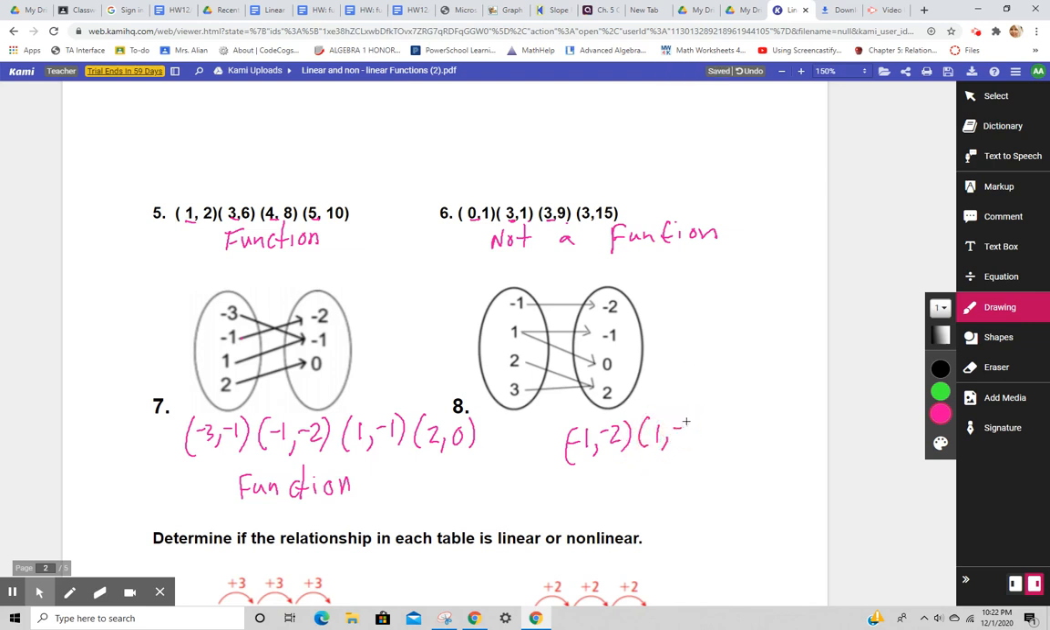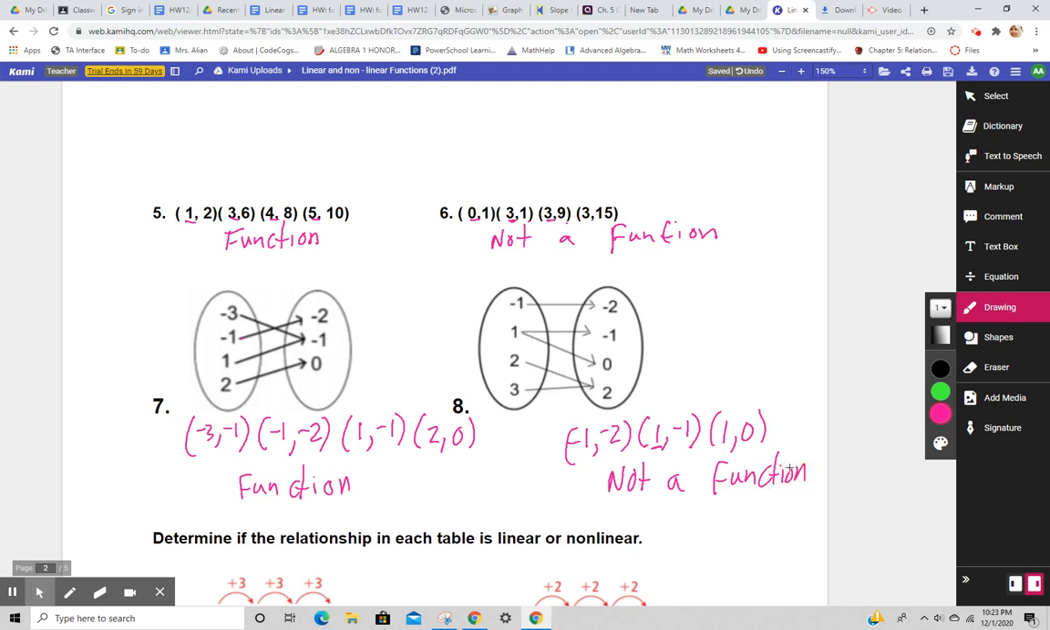1 is paired with -1. 1 again is paired with 0. Do we have a problem here? 1 is paired with -1. 1 is paired with 0. So that you see the x is repeating itself here. So this is not a function. Not a function.